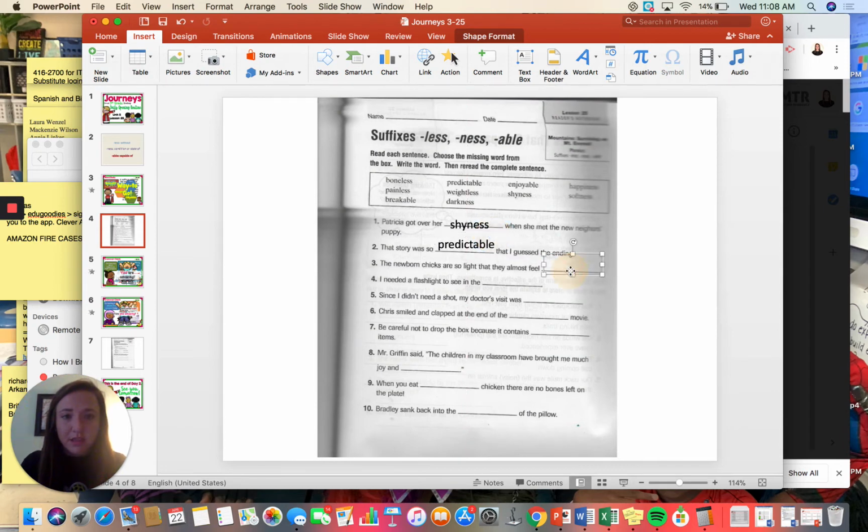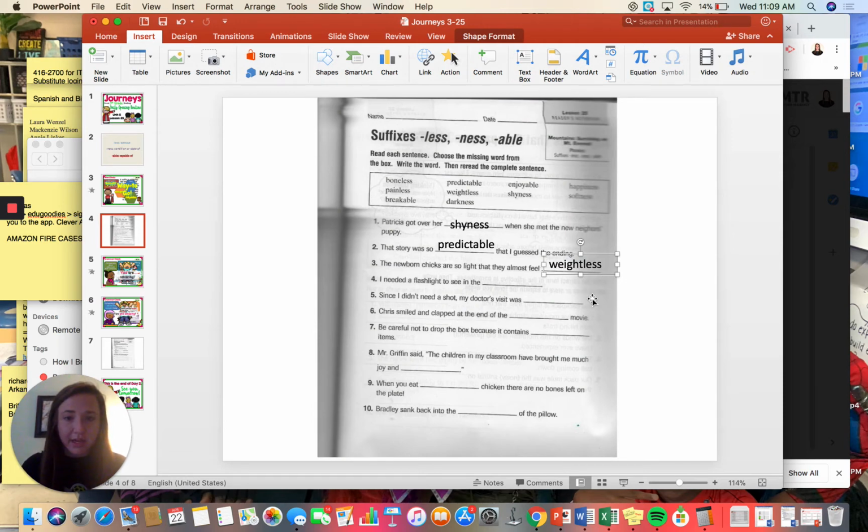Next one. The newborn chicks are so light that they almost feel what? Pick a word that fits best in the blank. Good. Weightless. Hopefully you said the word weightless. That means without weight. The newborn chicks are so light that they almost feel weightless, or without weight.